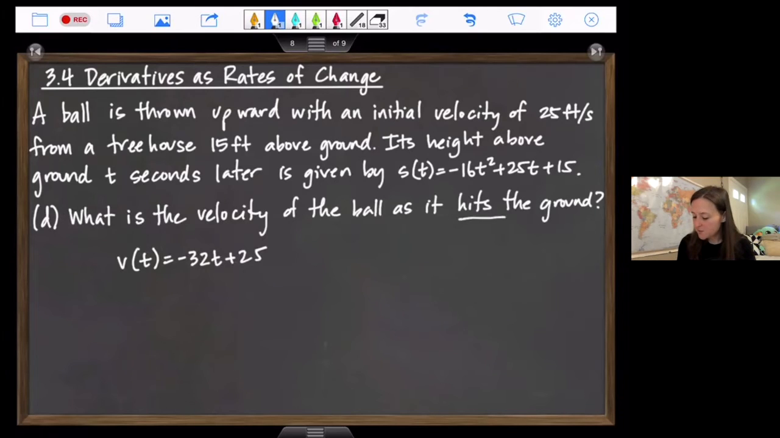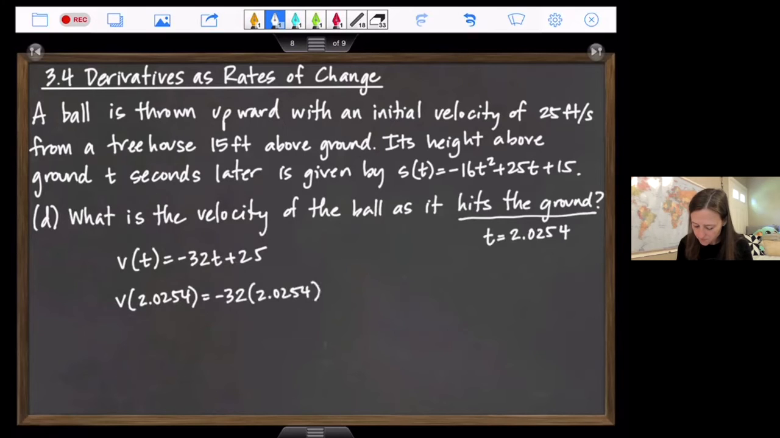We just want to find the velocity when it hits the ground. So when it hits the ground, in the last question we solved for that, and we got t is equal to 2.0254. All we need to do is figure out the velocity of this ball at 2.0254 seconds. So we're just going to plug that time that we solved for in part C into the velocity function. So negative 32 times 2.0254 plus 25. We'll just ask the calculator to do that.